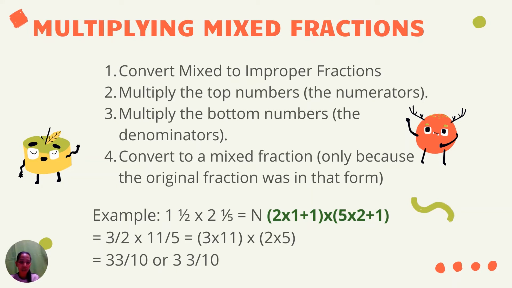And then the second fraction, which is 2 and 1/5, 5 times 2 is equals to 10 plus 1 is equals to 11 over 5. Retain natin yung ating denominator. That is going to be 11 over 5. Now, we will proceed to the multiplication of fractions. That's going to be 3 times 11. That's 33. And 2 times 5 is 10.